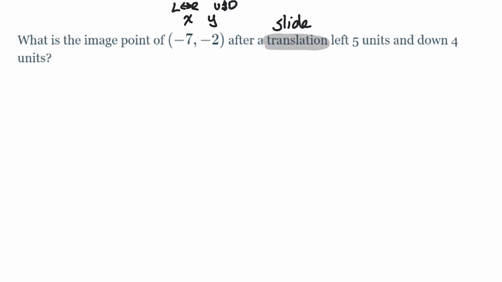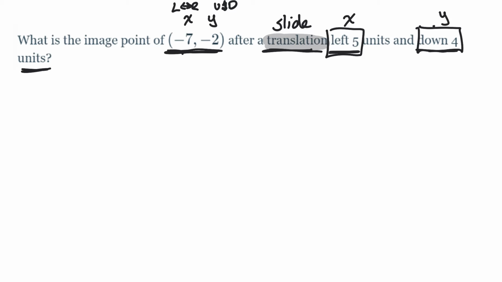So when we look at this, it says that the image has a point at -7, -2. After the translation, that would be a slide, left 5 units and down 4 units. What would be the location of this point? Okay, again, left 5 units. We just got to keep in mind left refers to the change in X. Down and up refers to the change in Y. So this is how much we're going to change X and how much we're going to change Y.